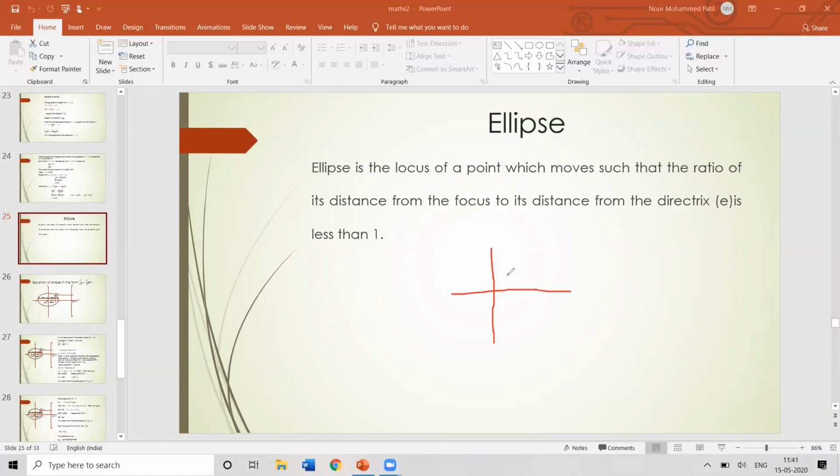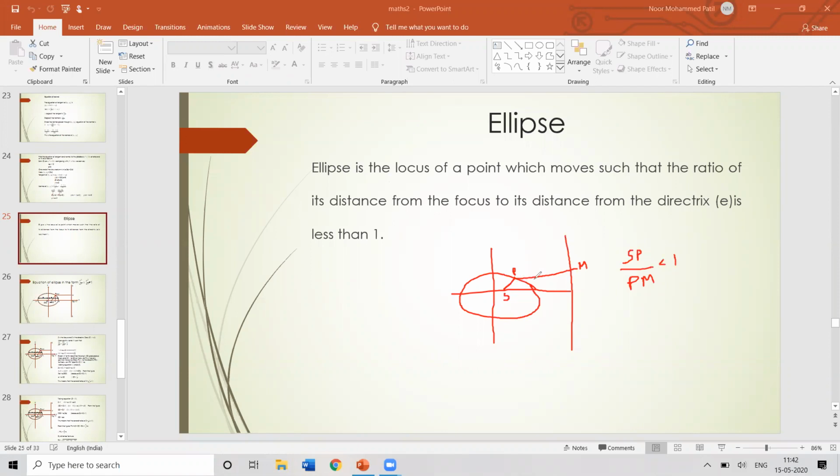If this is your ellipse, then there is a point here, and there is a focus point, then there is a directrix line. So this ratio, if I call this as S, and any point on the ellipse as P, and this if I'm calling it as M, then SP divided by PM will be less than 1. If this is the case, then we call it as ellipse.